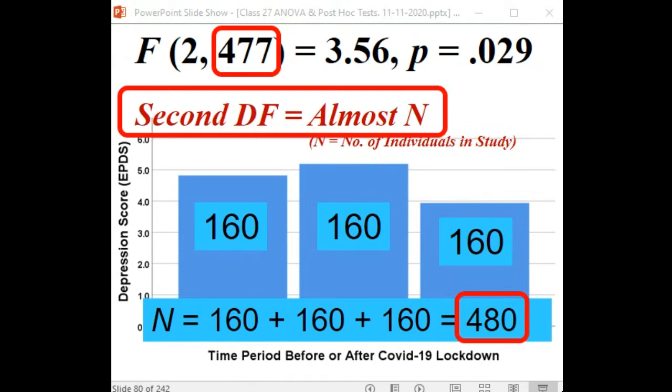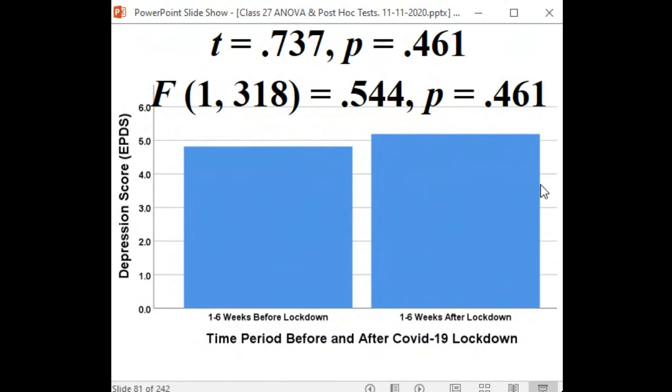Now, as you'll learn later on if you take advanced statistics, there's actually a complicated formula for calculating the second degree of freedom, which we're not going to explain here today. For right now, all you need to remember is that the second degree of freedom is almost n. It's always just a little bit less than n. That's not exact, but it really gives you the general idea. It's almost there.